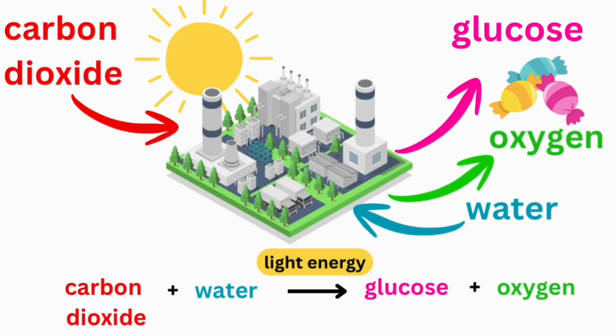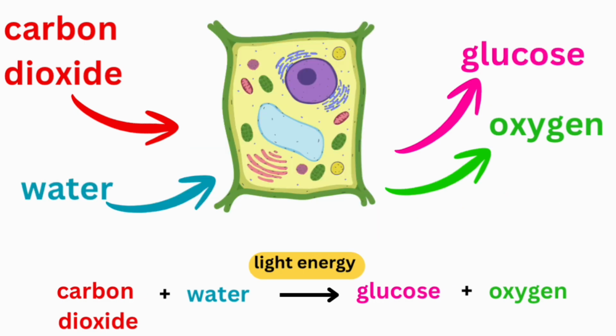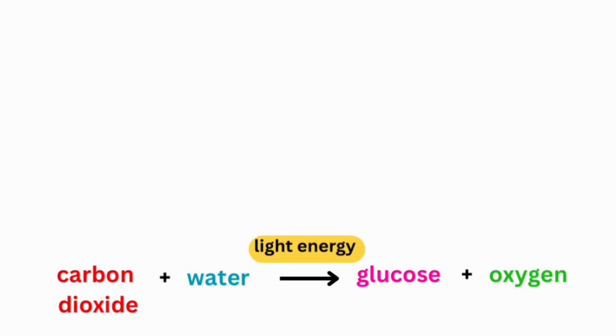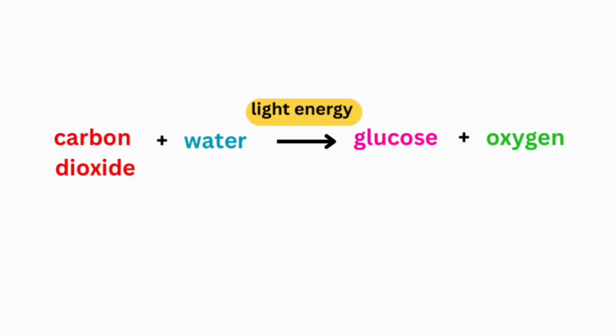So here we've pulled everything together into one picture. The factory is taking in carbon dioxide and water, using light energy to react them together to make glucose, and oxygen is produced as a waste product. Remember that when we talk about a Palisade factory, we're actually talking about a Palisade cell. So this is the process that happens in Palisade cells. And this is the key equation that you need to learn.